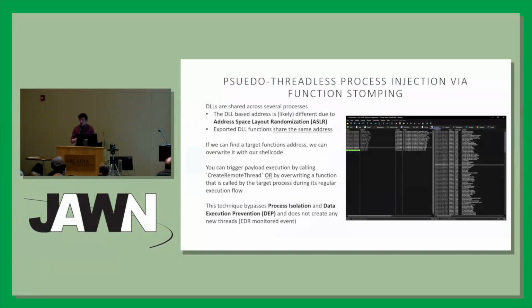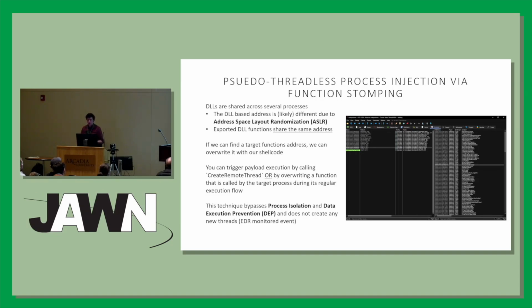So this is my favorite type of process injection. This is what I use in my own loader. It is super awesome. And I found it by accident when I was going through some of the Maldev Academy content. It's pseudo threadless process injection via function stomping. And this exploits a fundamental flaw in the Windows operating system. DLLs, like we spoke about earlier, are shared across multiple different processes. And the DLL base address is likely going to be different due to an exploit prevention mechanism called address space layout randomization, or ASLR. But the exported DLL functions of those DLLs share the same address across processes.